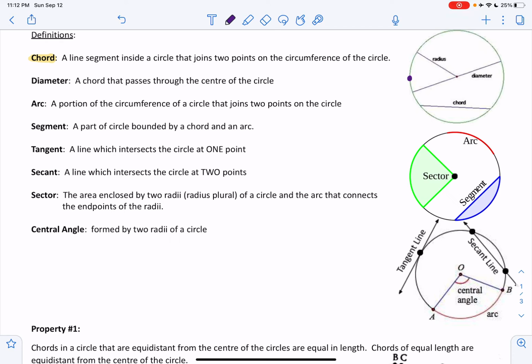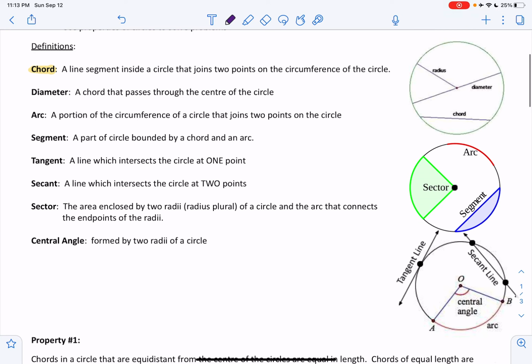That's a chord. I could have one over here, 2 random dots on the outside of the circle, connect the dots, and I get a chord. I can also have short chords too. I could have 2 dots on the outside of the circle, connect the chord. So there are loads and loads of chords. There's infinite numbers of chords on a circle, but you can just pick 2 random spots on the circle and connect them.